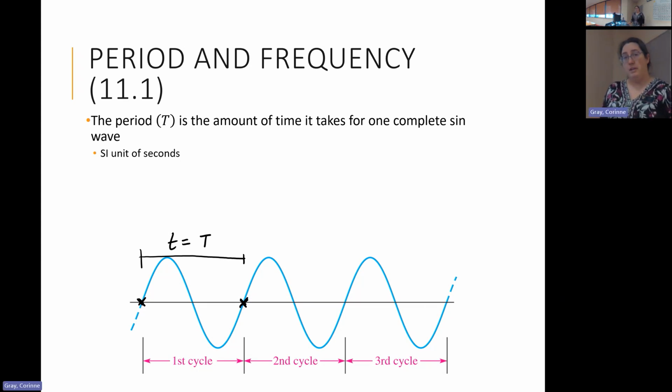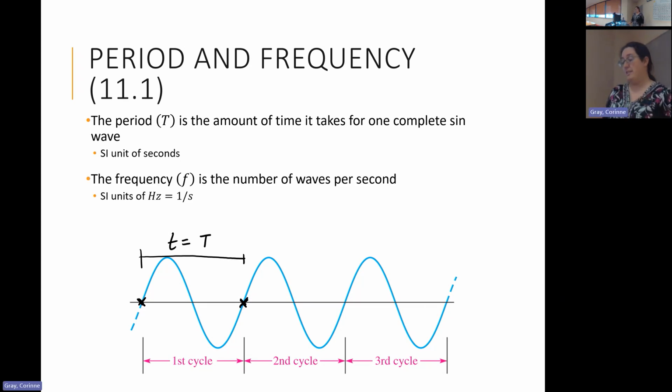The other thing that we might be given instead is the frequency, which we'll indicate with a lowercase f, and it is the number of waves per second that you would have. So it has the SI units of the hertz, which is 1/seconds. Basically, we would time for 1 second and count how many waves, sine waves, pass through. It may not be a complete number.